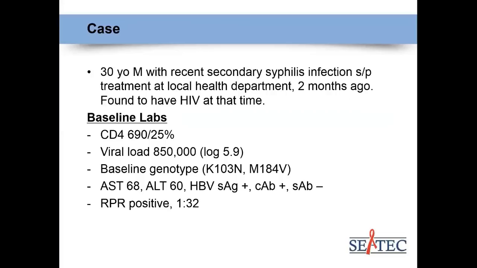So here's an example case. You have a 30-year-old male who was recently seen in the health department for syphilis and was found to have HIV on his test. The CD4 is fairly high still, so this is probably a fairly recent infection. The viral load is quite high, almost 1 million. And you can see on the baseline genotype here, these often take about a couple weeks to come back, but that comes back, and you see in this particular patient K103N and M184V. Two very common mutations we deal with. So actually multi-class resistance on the initial genotype. You also see some mild transaminitis. The patient has hepatitis B surface antigen positive, and he has a downtrending RPR.